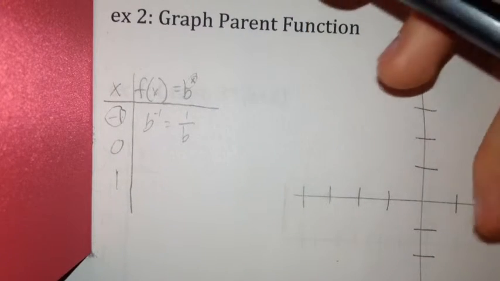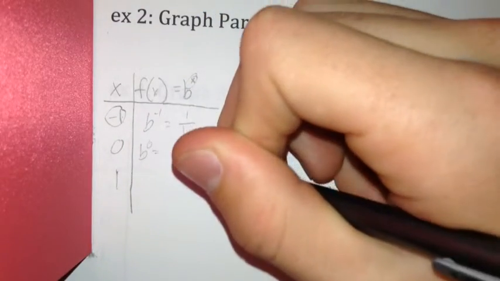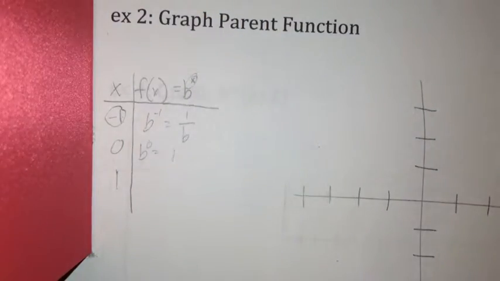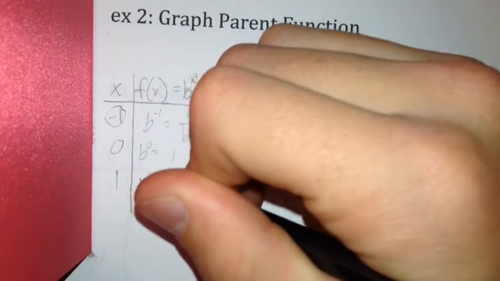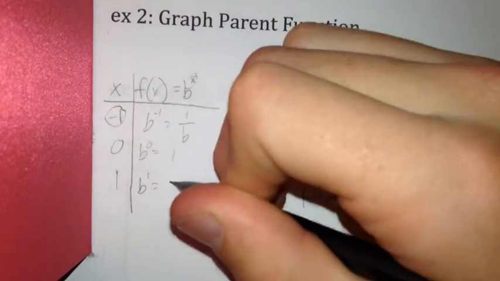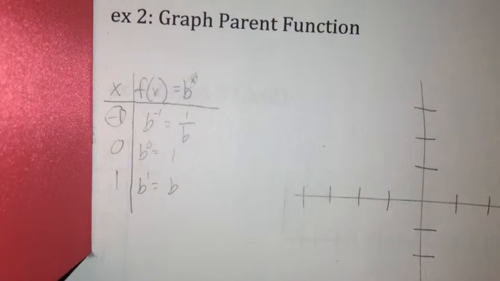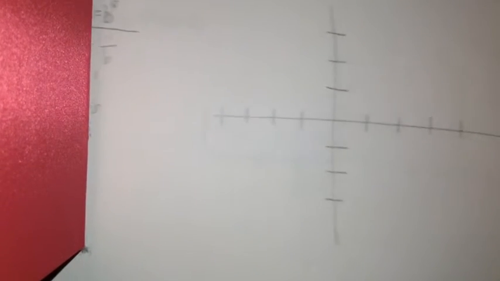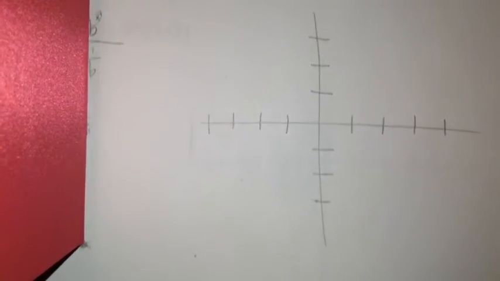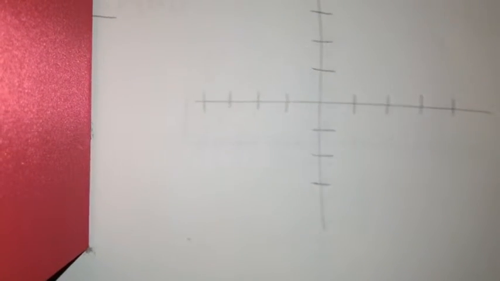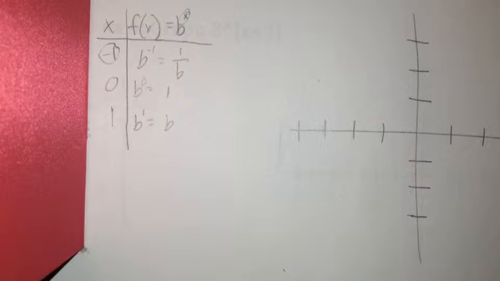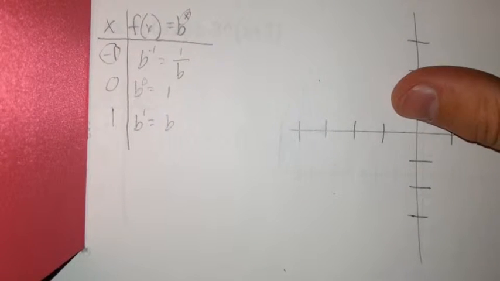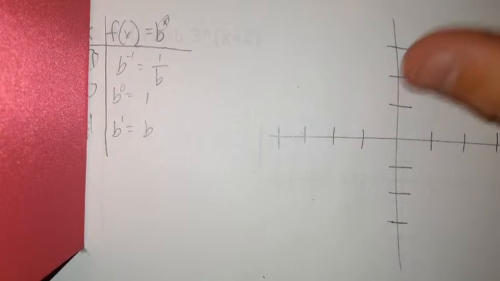Next is 0, and we did this during our practice problem. Anything to the 0 equals 1. And then we have b to the 1, and that is simply b. So now you have your points. Since this is the parent function, each is representing something, so now let's move on to graph. So we have -1, 0, and 1 for our x, and we have y is 1 over b, 1, and b.